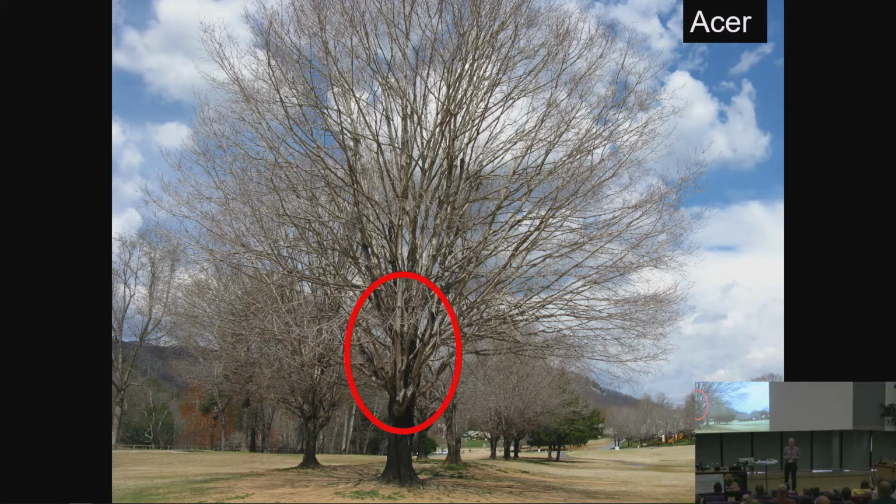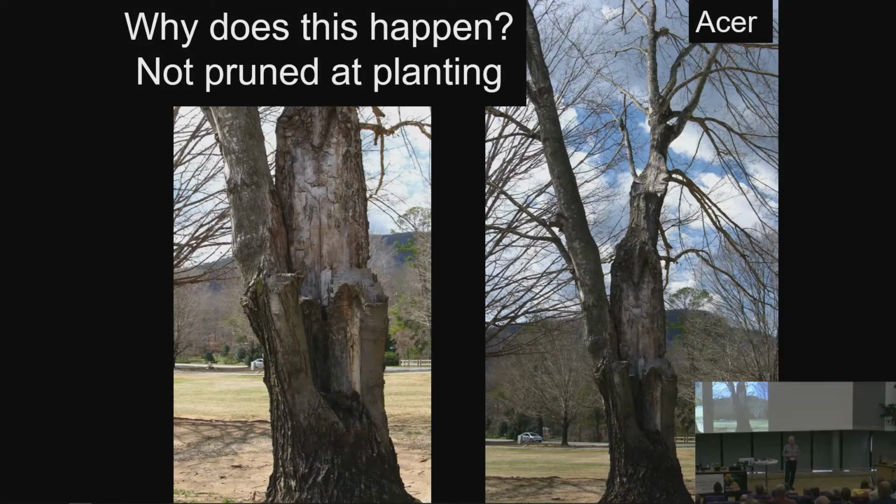Here's a golf course in western North Carolina. Let's take a close-up of that area, and you'll find this. The trees on the golf course are failing. So my question to you is, were those branches that failed on the tree when the tree was planted?